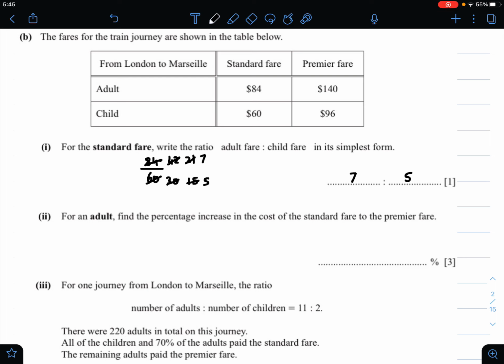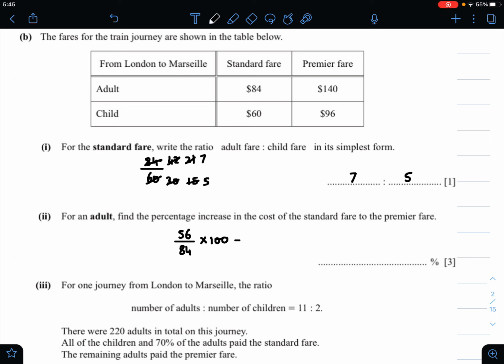So for part B2, they are asking you to find the percentage increase in the cost of the standard fare to the premium fare. So what you do is you subtract the original price from the new price and then divide it by the original price and multiply it by 100 to find the percentage. So the percentage increase: 140 minus 84, which is $56. So 140 minus 84, which is 56, divided by the original price, that was 84, multiplied by 100.